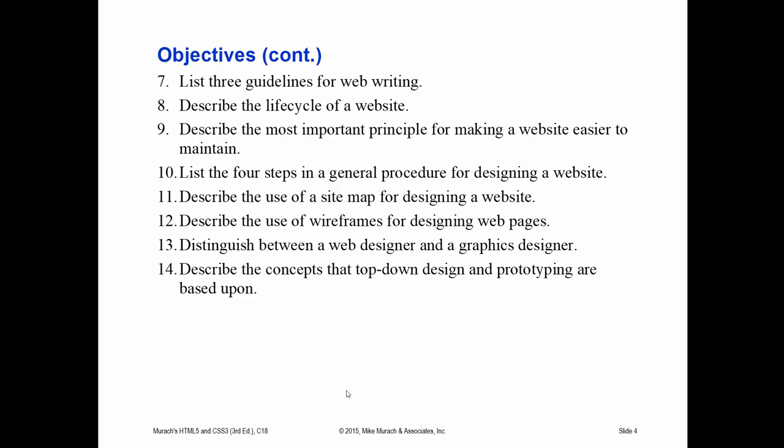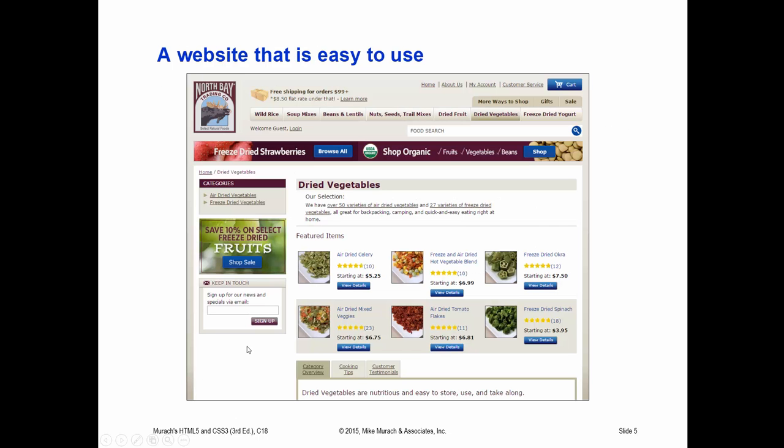Describe the life cycle of a website. Describe the most important principle for making a website easier to maintain. List the 4 steps in a general procedure for designing a website. Describe the use of a sitemap for designing a website. Describe the use of wireframes for designing web pages. Distinguish between a web designer and a graphics designer. And finally, describe the concepts that top-down design and prototyping are based upon.